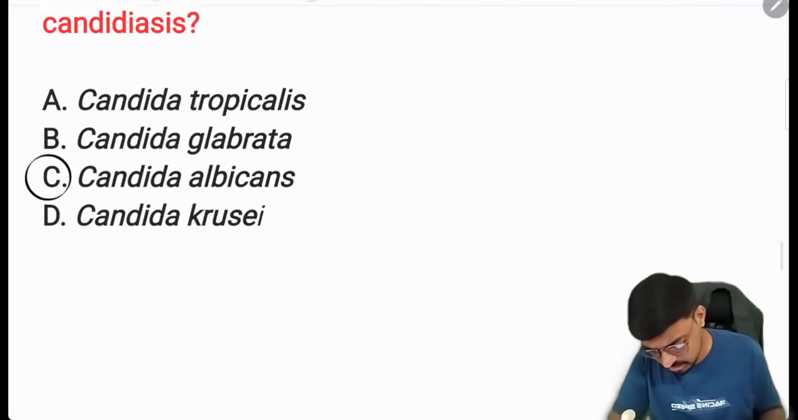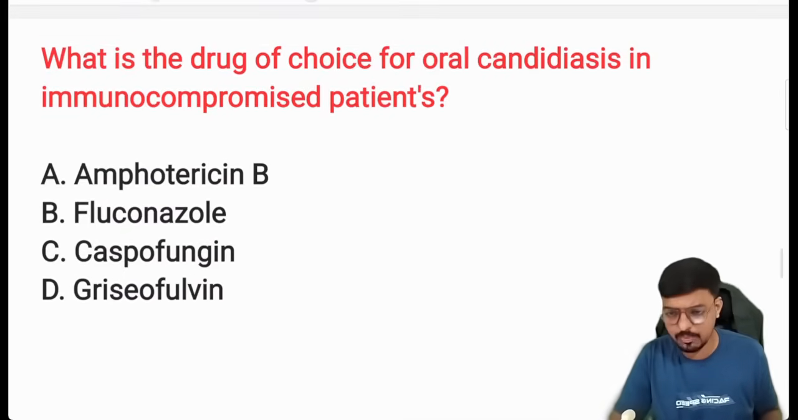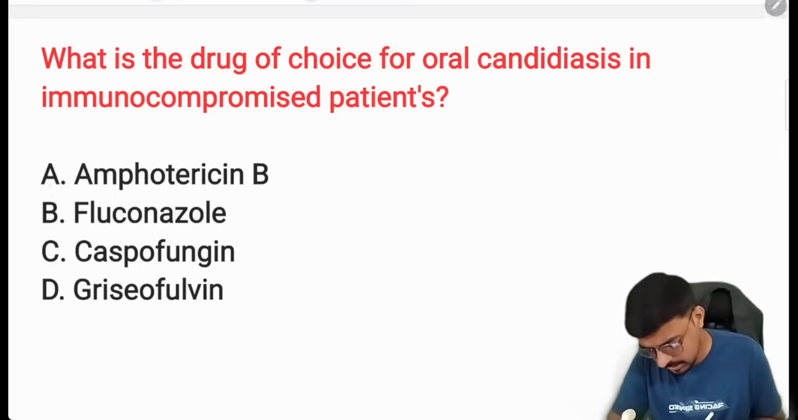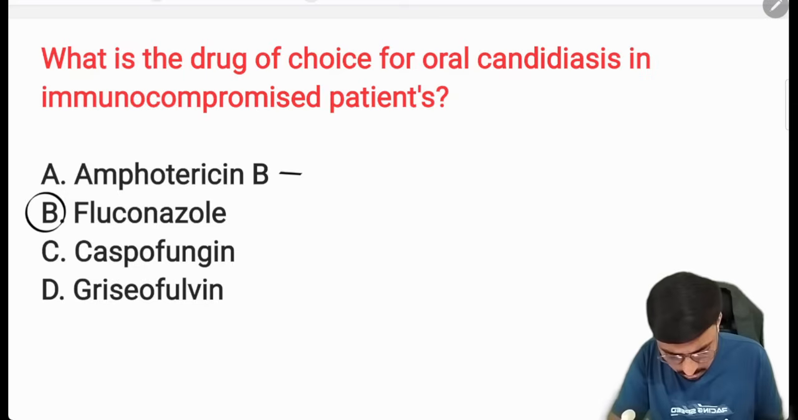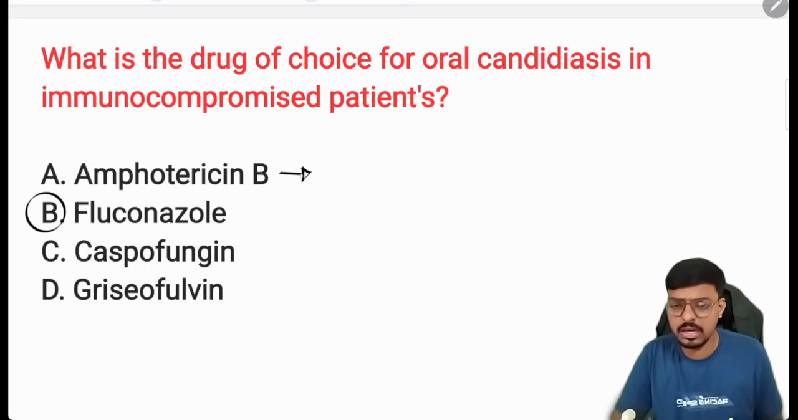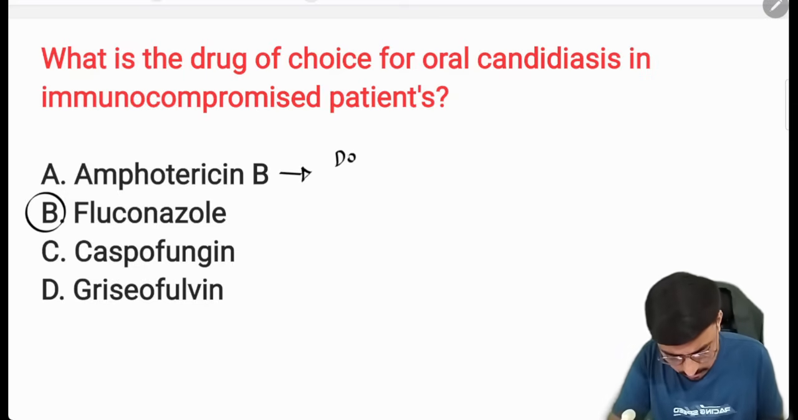So the next question is in front of you all. Try to solve this particular question, which is very important. What is the drug of choice for oral candidiasis in an immunocompromised patient? Already we have discussed that the drug of choice for oral candidiasis in an immunocompromised patient is fluconazole, and amphotericin B will be used in rare candidiasis which is not resolved by the initial treatment.